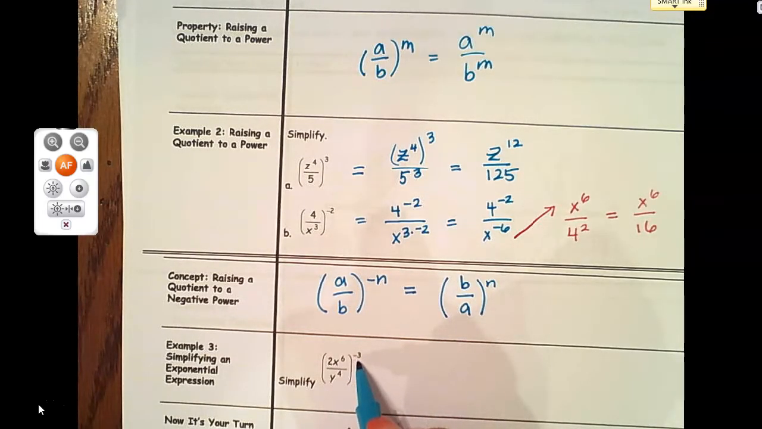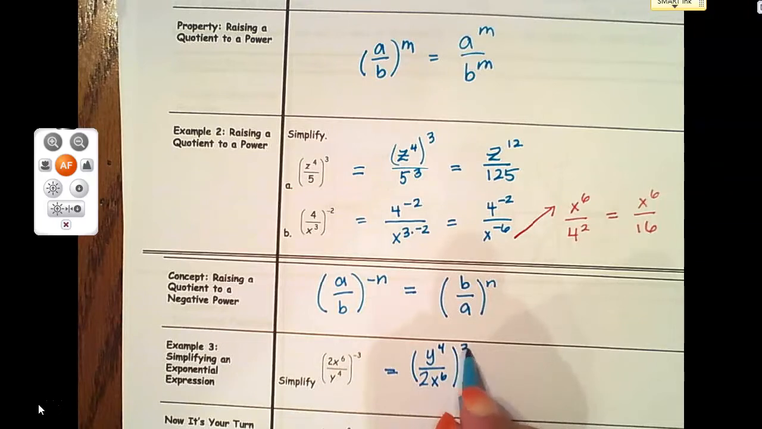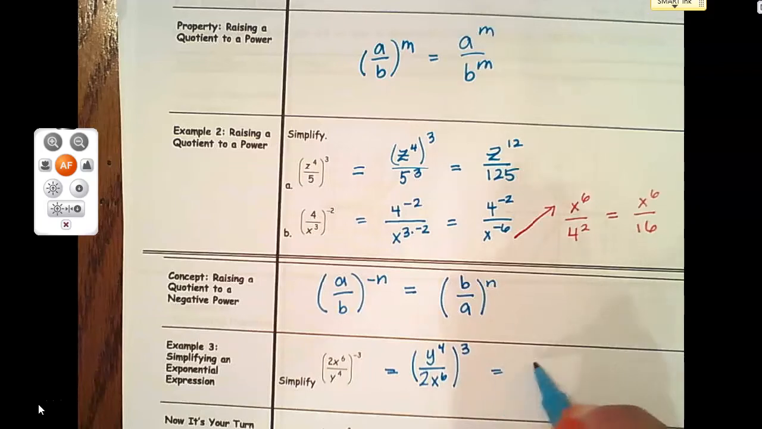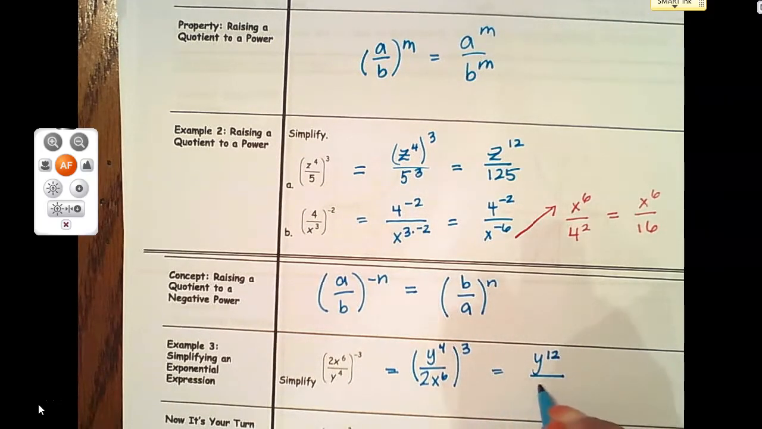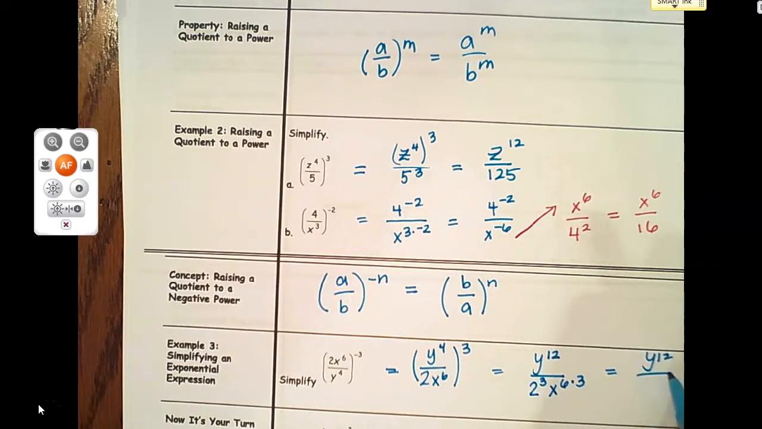I see here that I have this negative power. So I'm going to go ahead and take the reciprocal of what's inside the parentheses, and then once I've done the reciprocal, I can just take it to the positive 3 power. So y to the 4th to the 3rd is going to be y to the 12th. And then down here at the bottom I've got 2 to the 3rd and x to the 6th to the 3rd, which would be 6 times 3, using the rule. So I end up with y to the 12th, and then 2 to the 3rd. If I put that in my calculator, that is an 8, and then x to the 6 times 3 is the 18th.